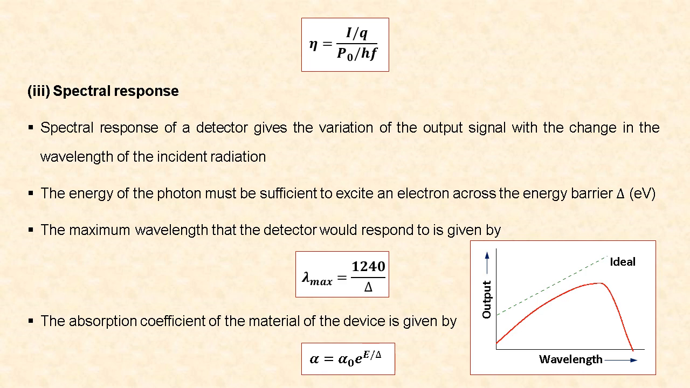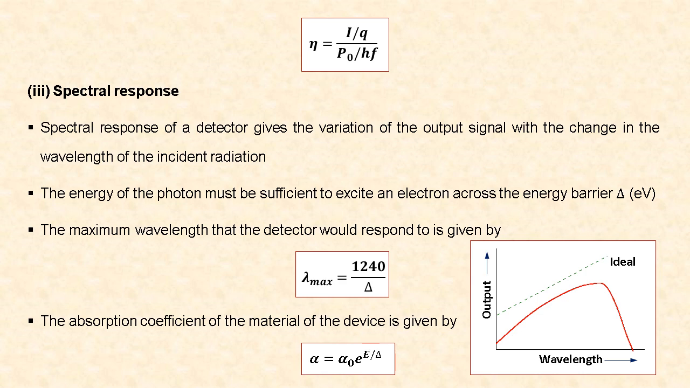The quantum efficiency can also be expressed as eta is equal to I by Q divided by P0 by h into f. Here I is the generated photocurrent, Q is the charge of electron, P0 is the optical power, h is the Planck's constant, f is the frequency of photons.